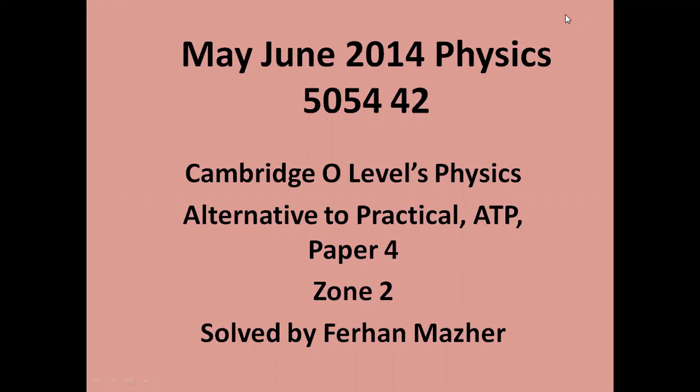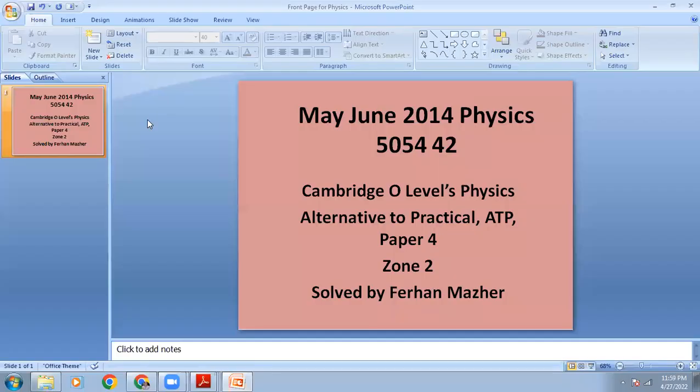Right now, I am with the 11th Cambridge class, and the subject we are studying is Physics 5054. Today, we have set our heart to solve ATP paper. We call it paper 4, and we have selected May June 2014 4-2 paper. This paper 4 belongs from the zone 2, or you can say the variant 2. So let's start this paper, and here we go.